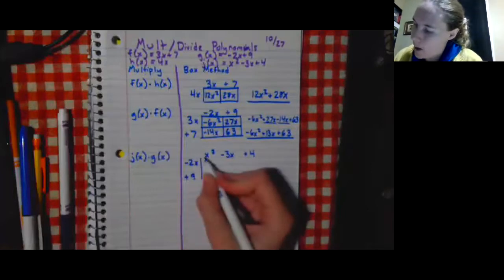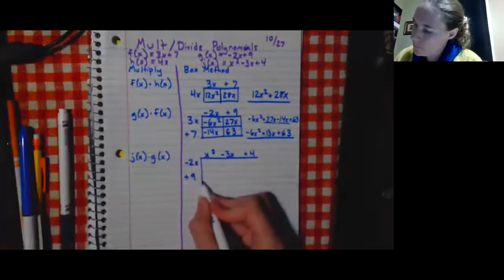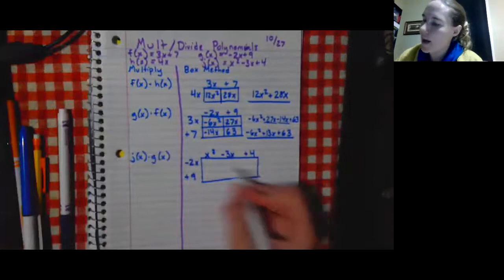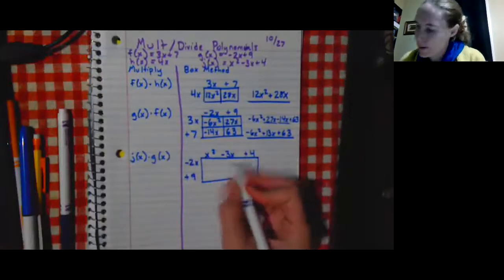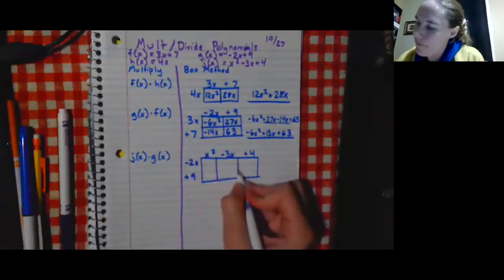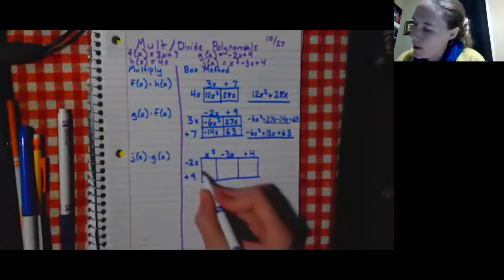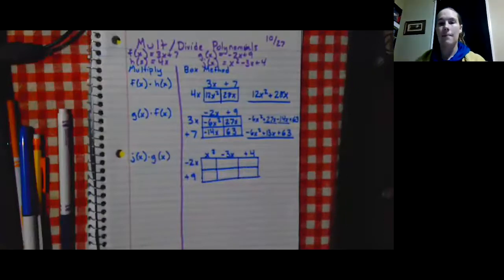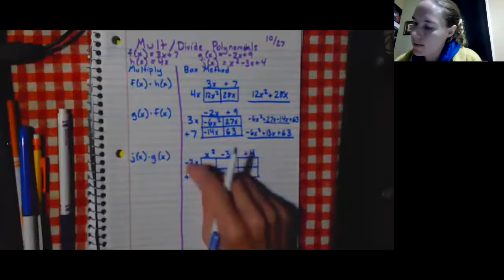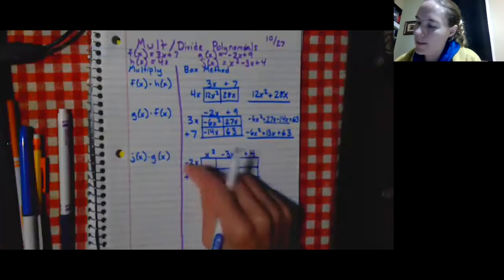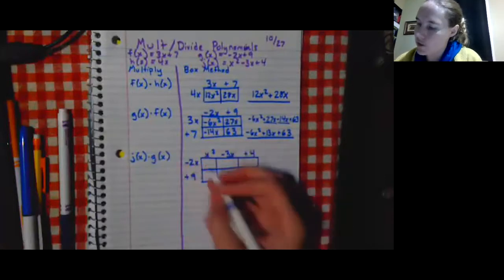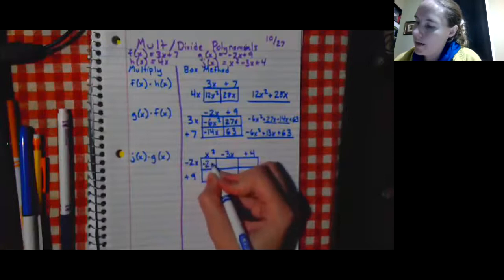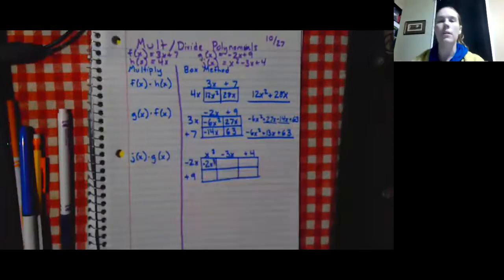I'm going to create my box. And this time I have 3 terms at the top, so I need to split it so I have 3 boxes going that way. And I have 2 terms on the side, so I have 2 rows going that way. My first box, I want to multiply the negative 2x and the x squared. So I'll get negative 2x cubed. Remember, when you multiply exponents, you add them together.